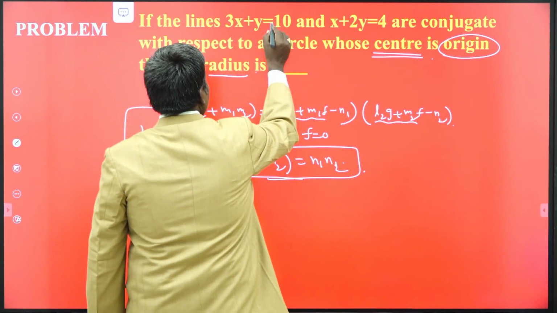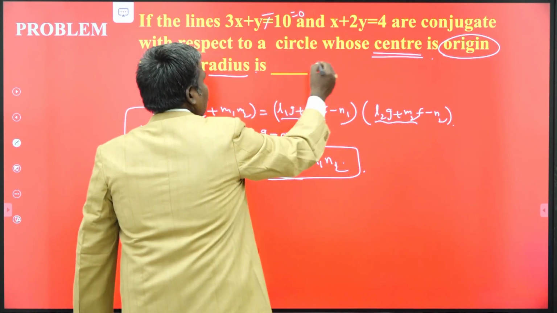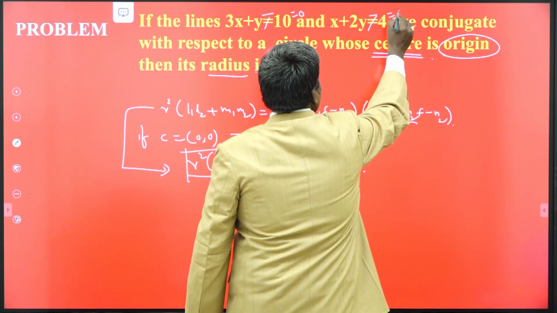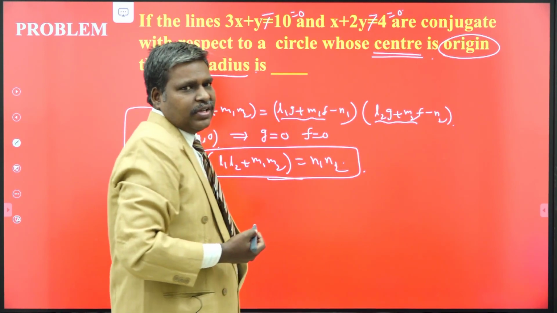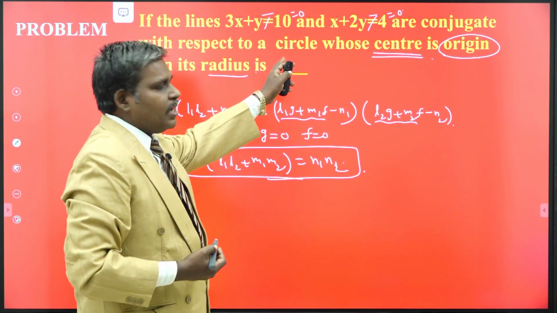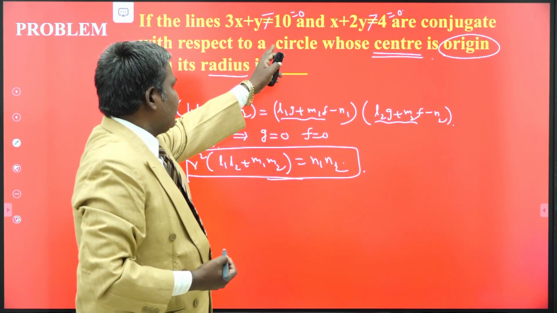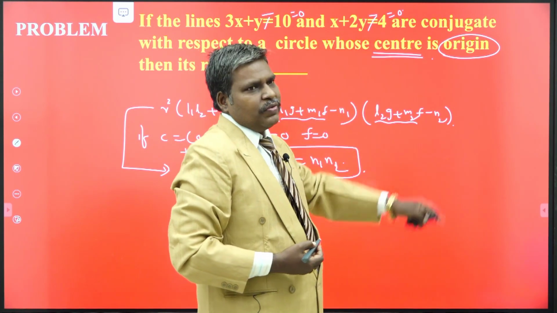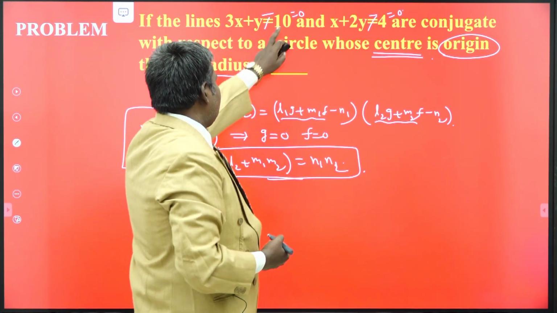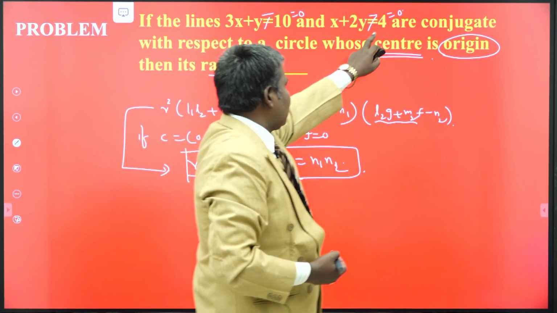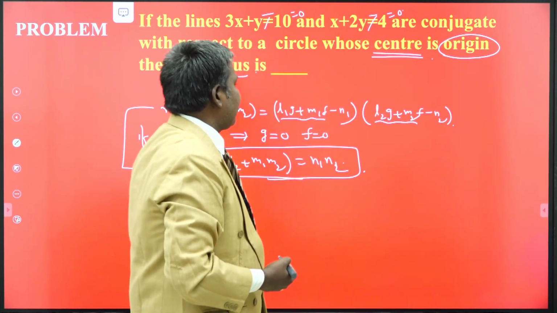This means 3x + y − 10 = 0 and x + 2y − 4 = 0. Capital L1 is nothing but L1x + M1y + N1 = 0, and L2x + M2y + N2 = 0. Take 10 to the left side, that is −10. Take 4 to the left side, that becomes −4.